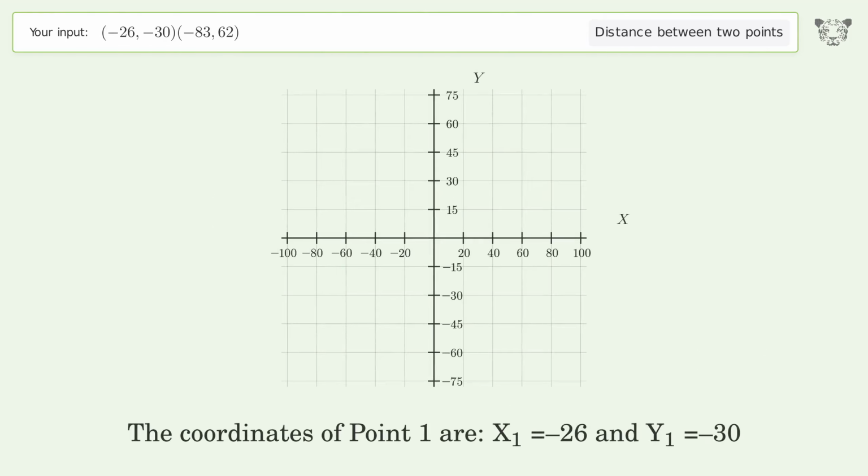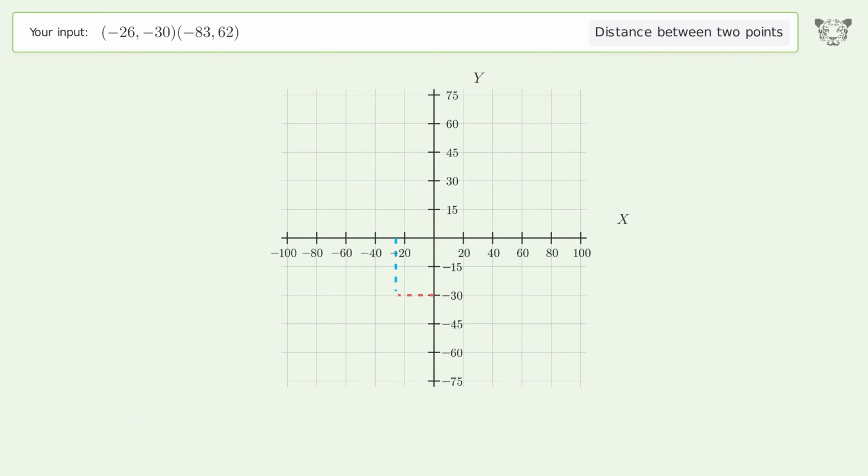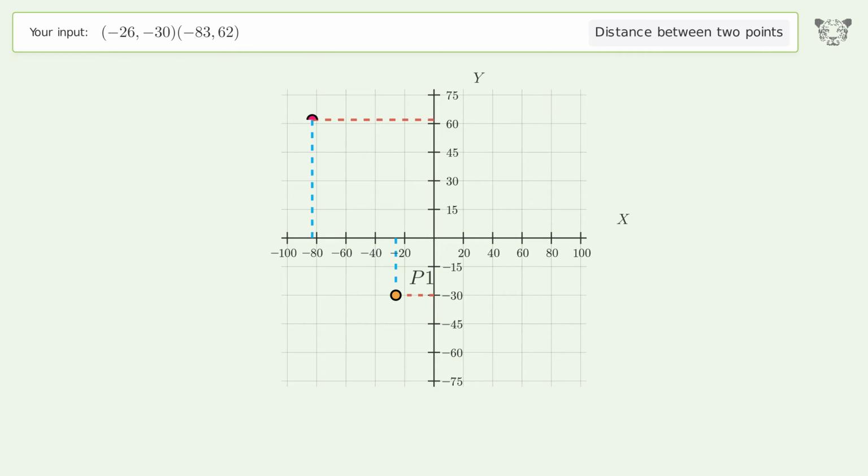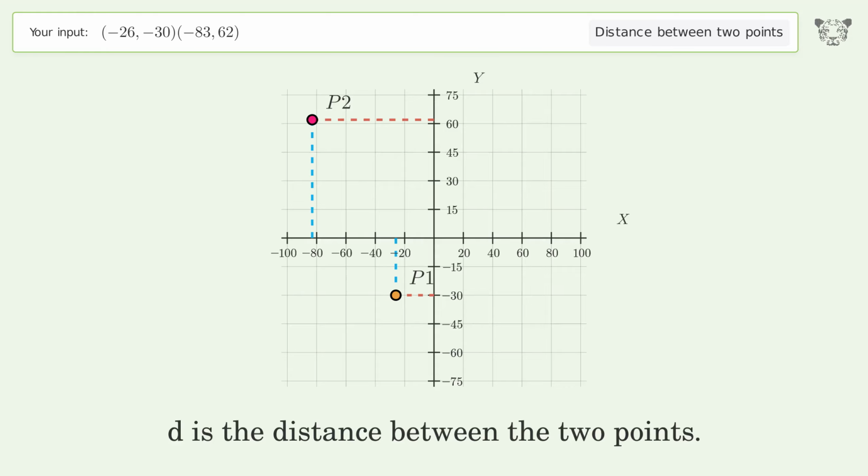The coordinates of point 1 are, x1 equals -26 and y1 equals -30. The coordinates of point 2 are, x2 equals -83 and y2 equals 62. D is the distance between the 2 points.